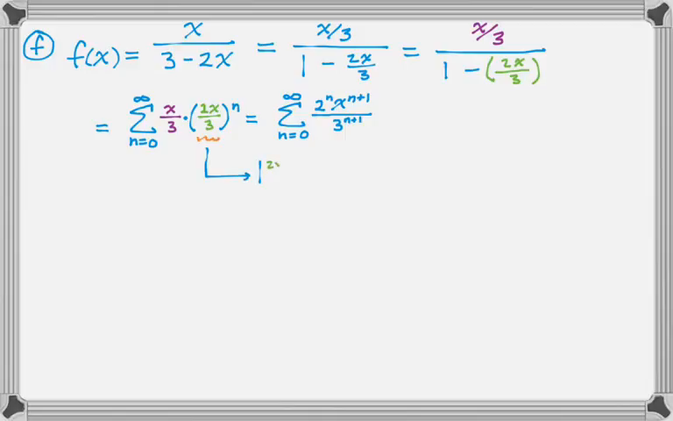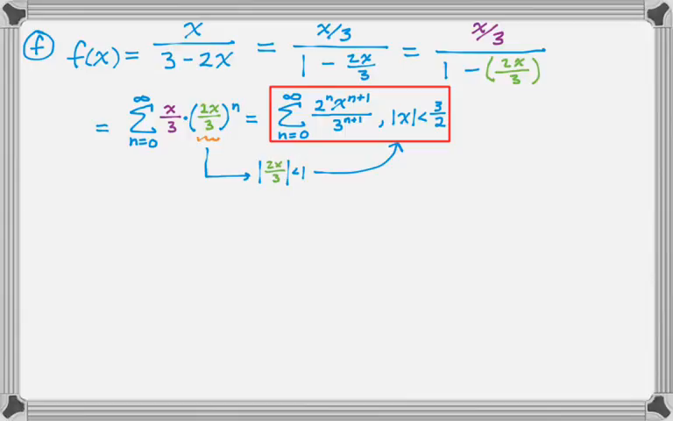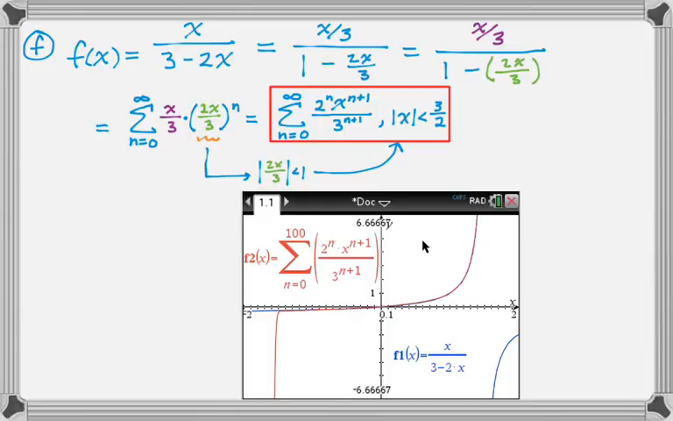And interval of convergence. So I go back, I get r. Absolute value of 2x over 3 is less than 1, which means that the absolute value of x is less than 3/2. And again, to check myself, I like to graph. So there's a graph. Does a really good job.